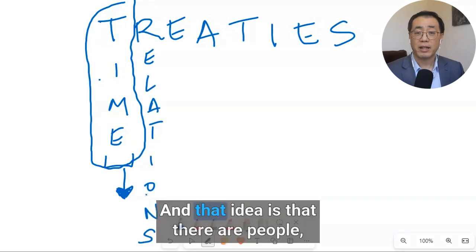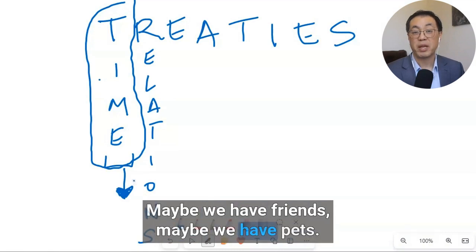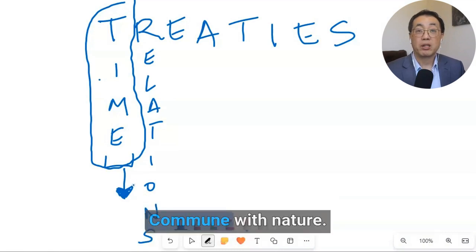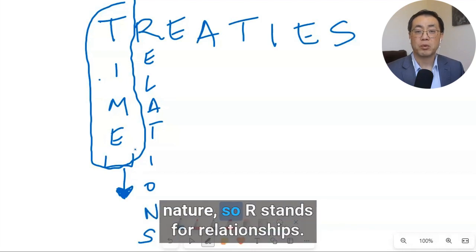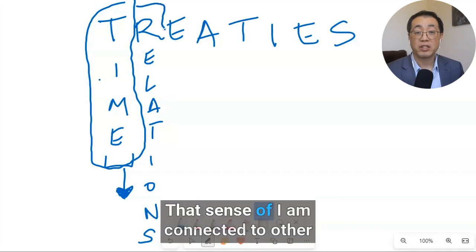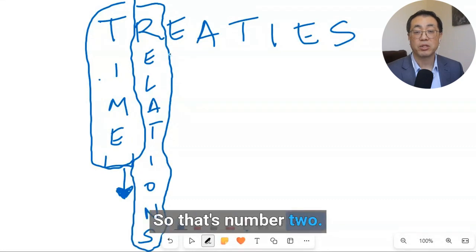Relations. And that idea is that there are people around us who can be resources for us. Maybe we have friends, maybe we have pets. If you commune with nature, sometimes you have a relationship with nature. So R stands for relationships. That sense of I am connected to other people in a relationship. Okay, so that's number 2.